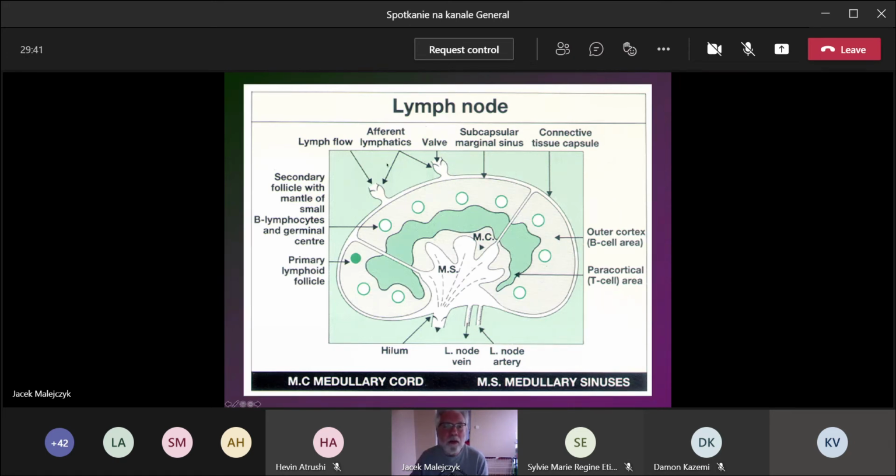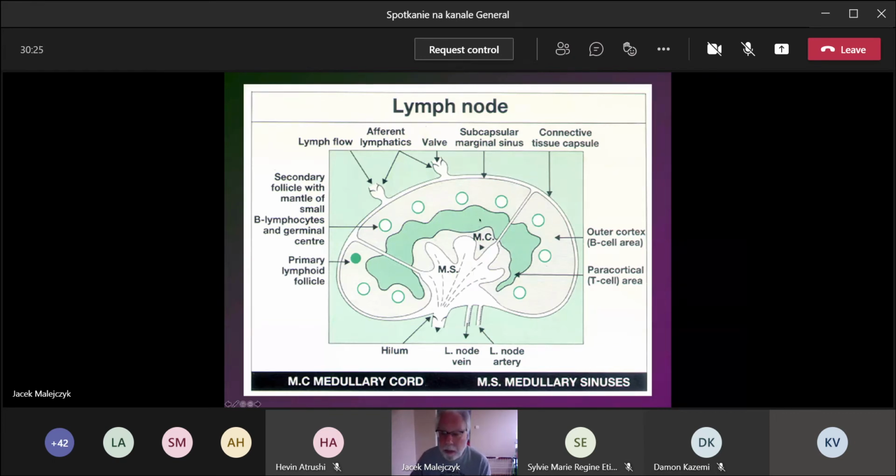What is important, maybe this picture is not pretty good, because it shows that this part is closed, but it is not really true. The fluid goes inside and goes around the lymphatic tissue, which is arranged in the cortical part. We call it cortex. So as you see, the cortex is occupied mostly by the B cells.